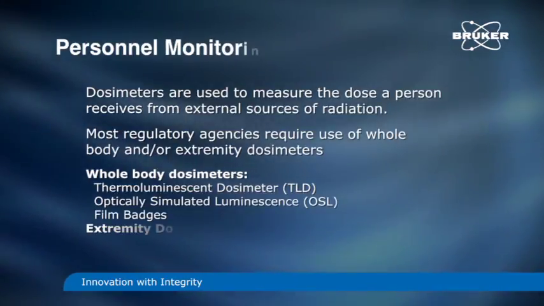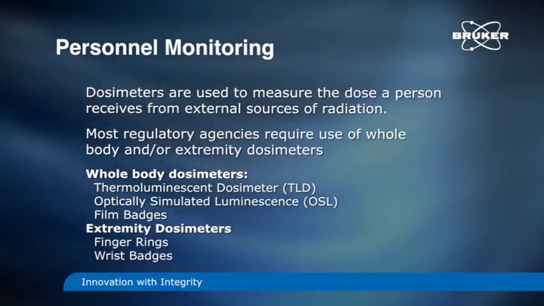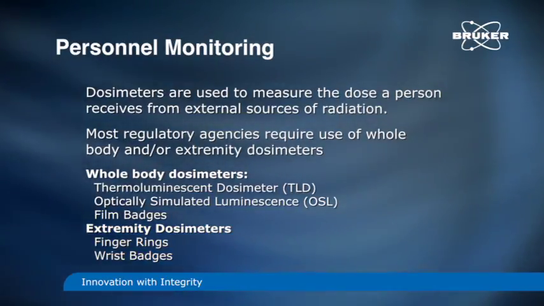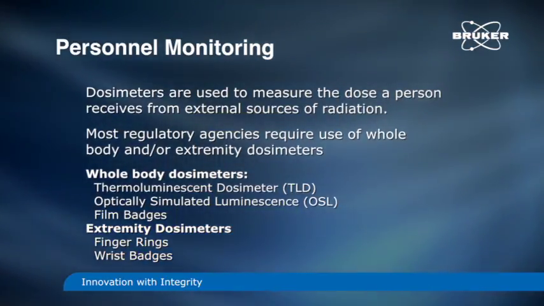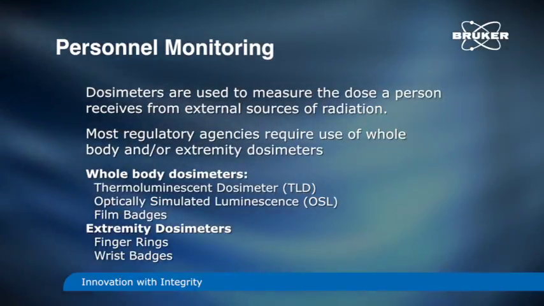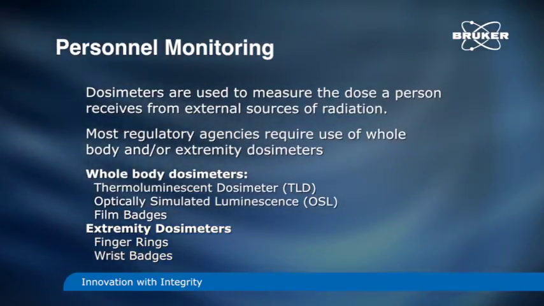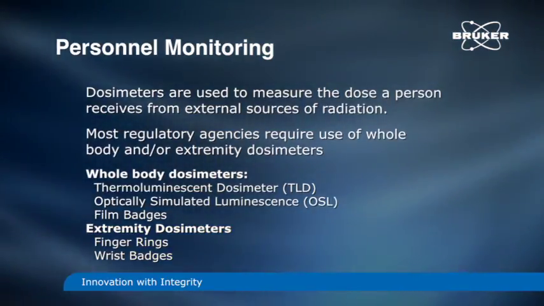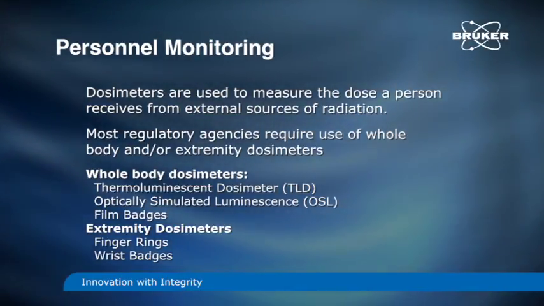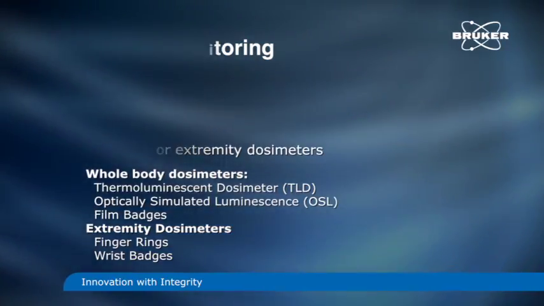Personnel monitoring devices called dosimeters are used to measure the dose a person receives from external sources of radiation. Regulatory agencies, in most cases, require use of whole body and/or extremity dosimeters when working with X-ray producing devices. Whole body dosimeters include thermoluminescent dosimeters or TLDs, optically stimulated luminescent dosimeters or OSLs, and film badges. Finger rings and wrist badges are examples of extremity dosimeters.